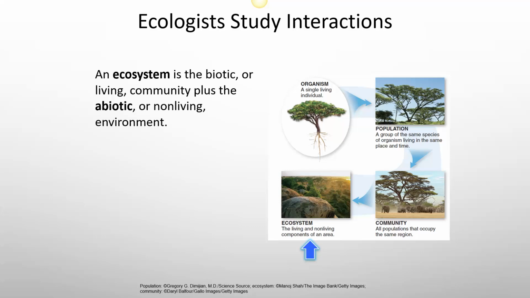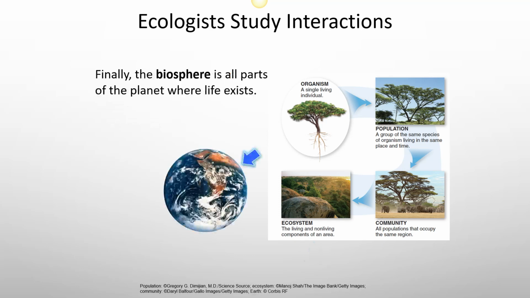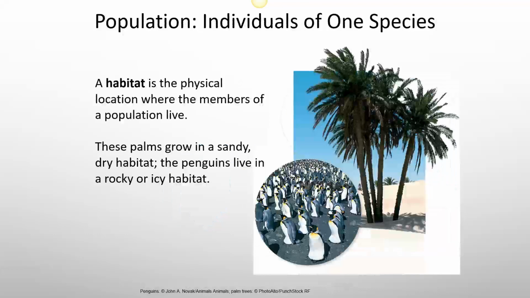An ecosystem is the biotic, or living, community plus the abiotic, or non-living, environment. Finally, the biosphere is all parts of the planet where life exists. A habitat is just the physical location where members of the population live. These palms grow in a sandy, dry habitat, and the penguins live in a rocky or icy habitat.